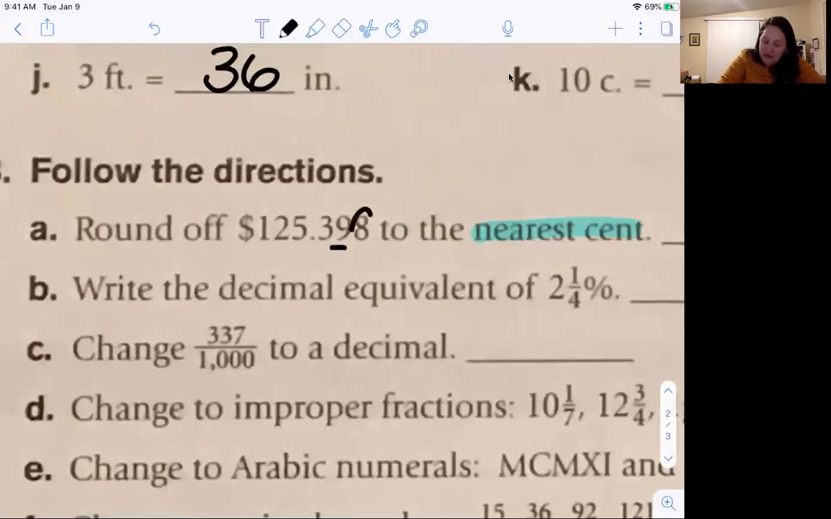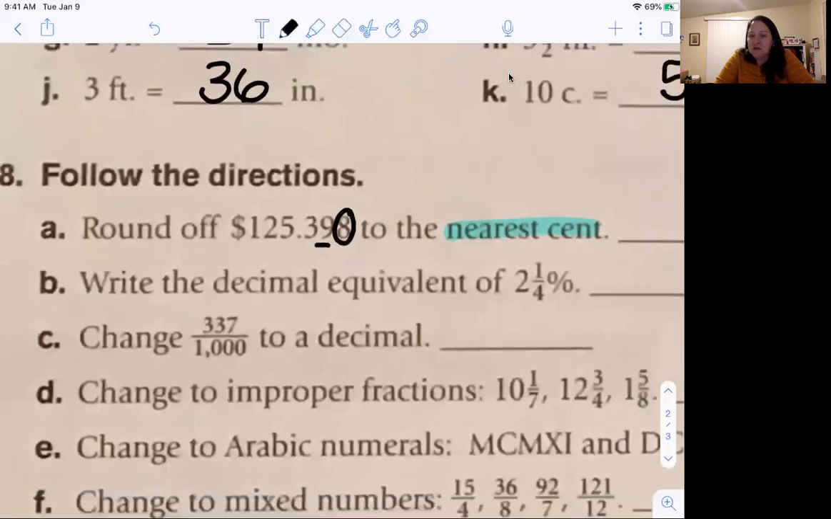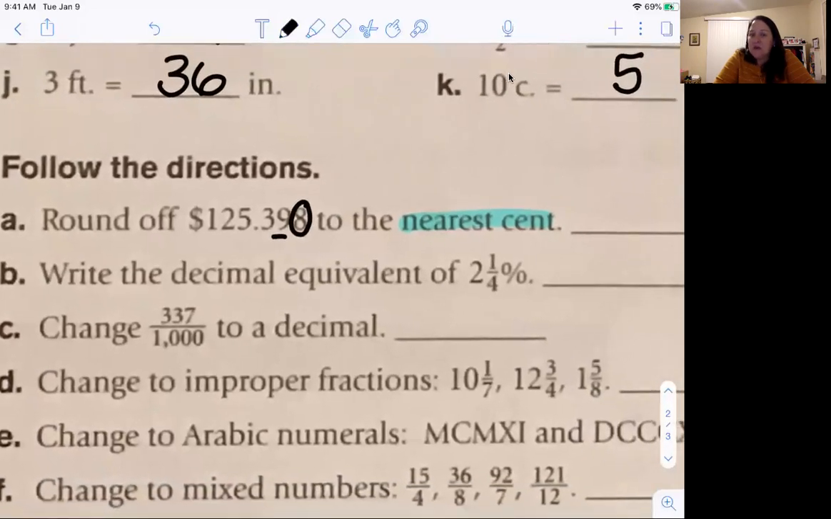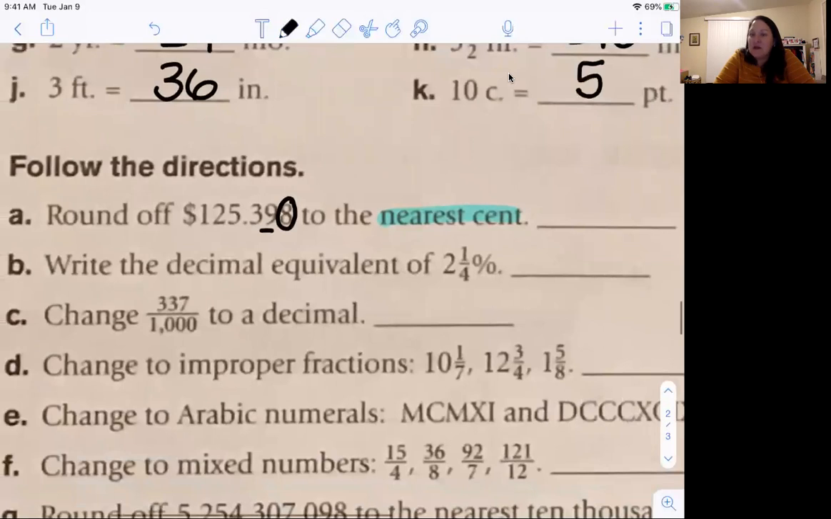The 8 is the boss saying, hey, round up or stay the same. What does that 8 make that 9 do? It makes that 9 round up, but wait, it's a 9. What would it go to? You're right, we would look at the whole 39. What does 39 round to? 40, excellent. So we will have $125.40.